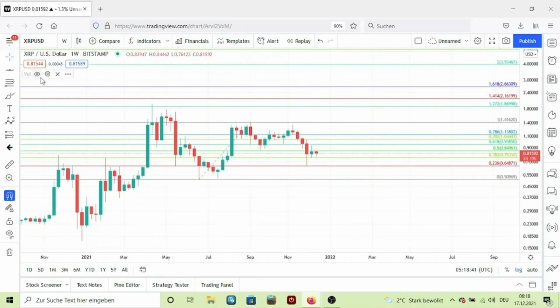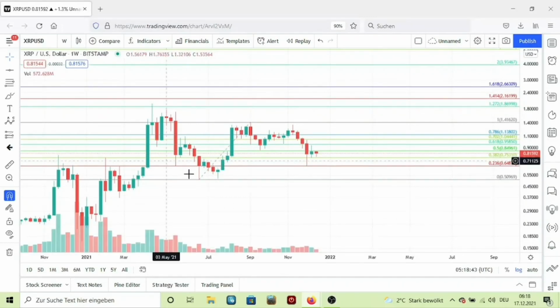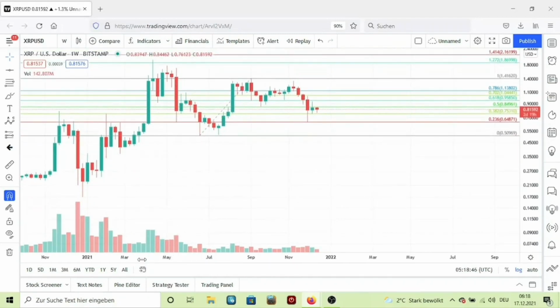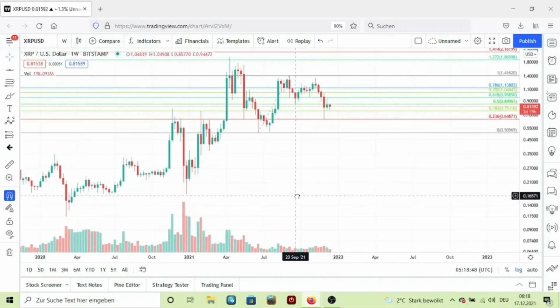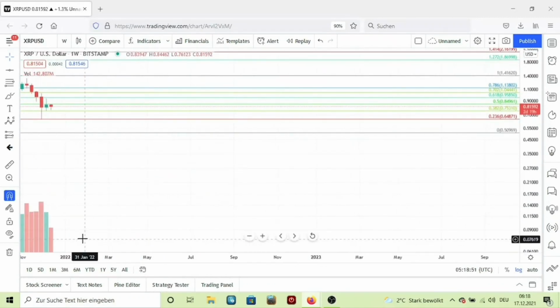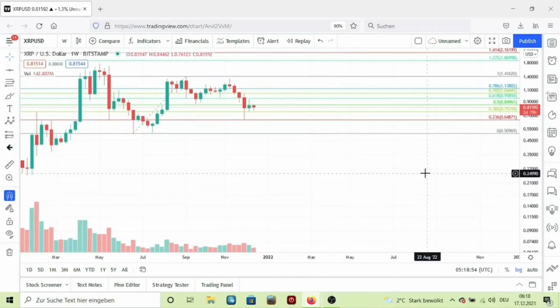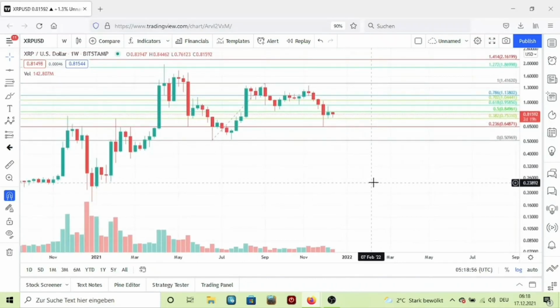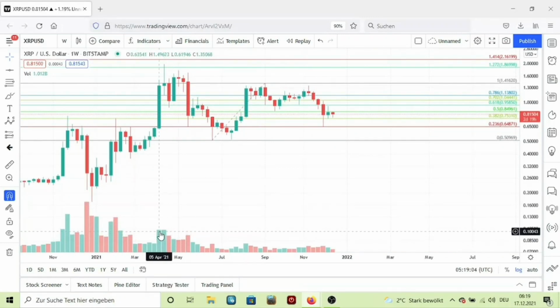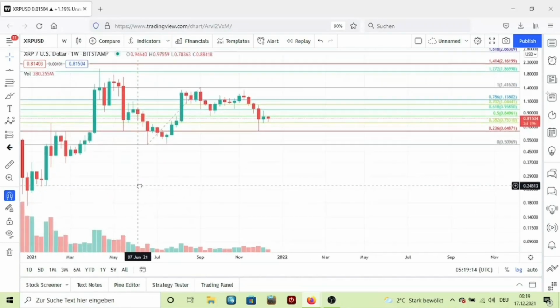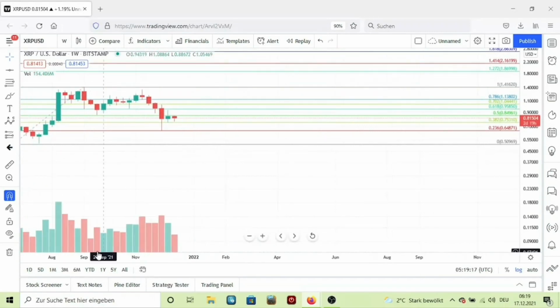So let's have a look at some indicators. First we start with volume. What we can see is that volume dropped until here. So we had a rise with declining volume. That means that the trend is exhausting. And now we have a dip.